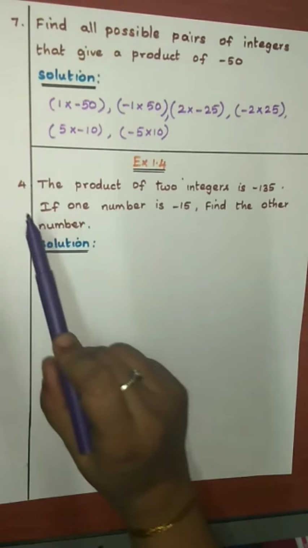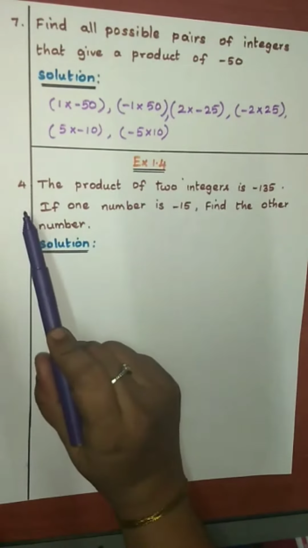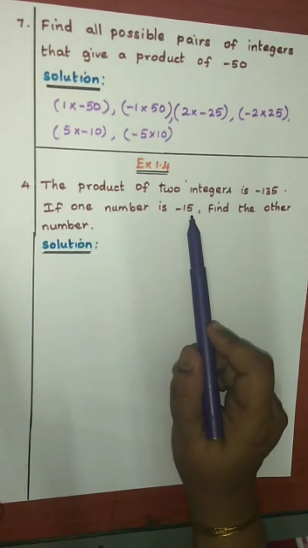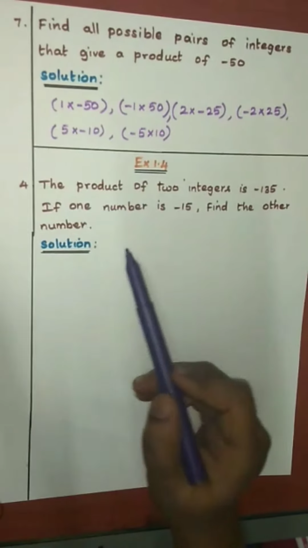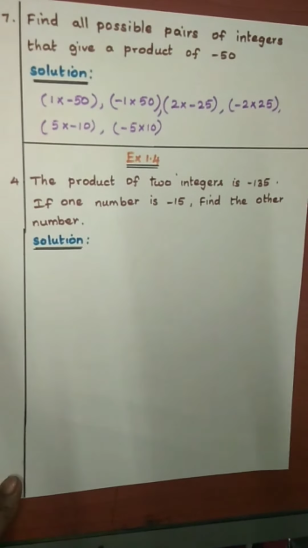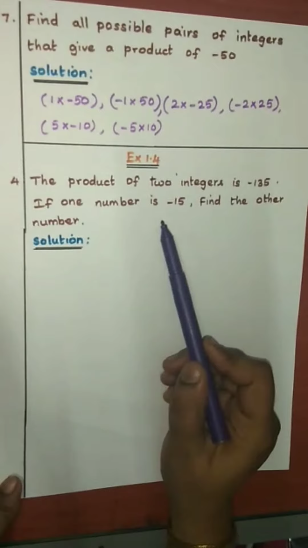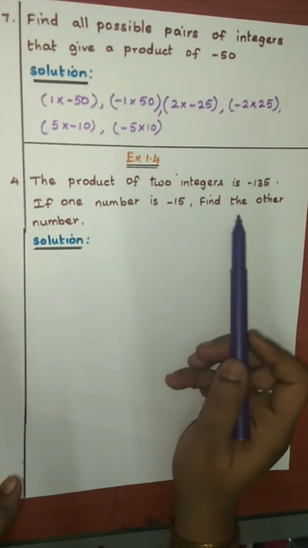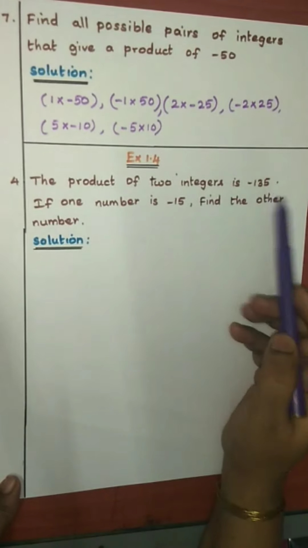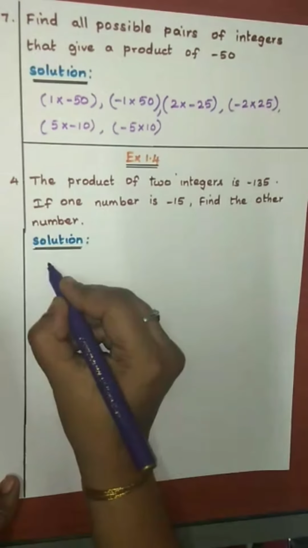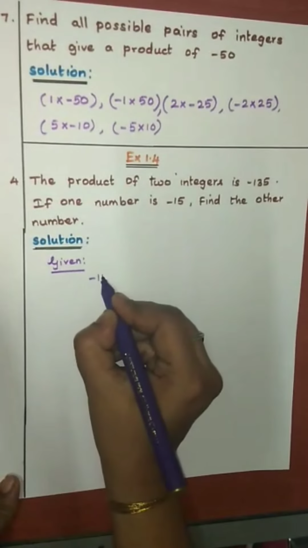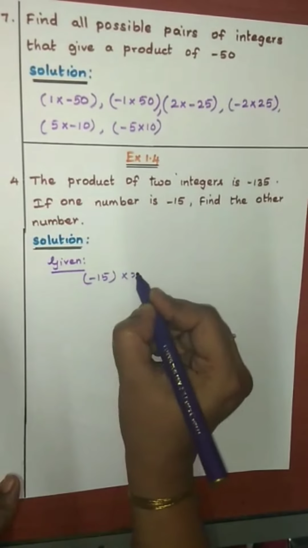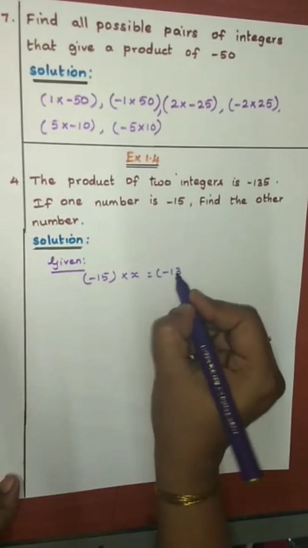Exercise 1.4 fourth problem. The product of two integers is minus 135. If one number is minus 15, find the other number. So let us assume the other number to be x. It is given when we multiply minus 15 and the number x, we get minus 135. So given, minus 15 into x equal to minus 135.